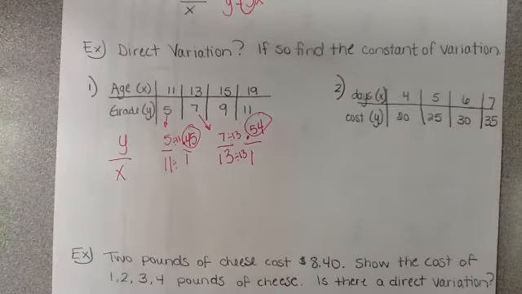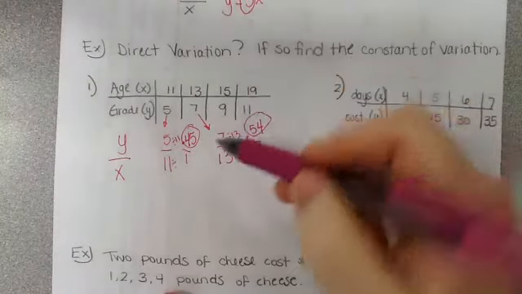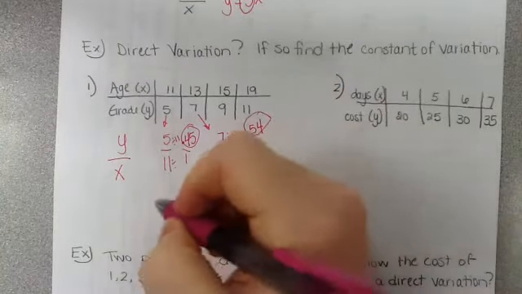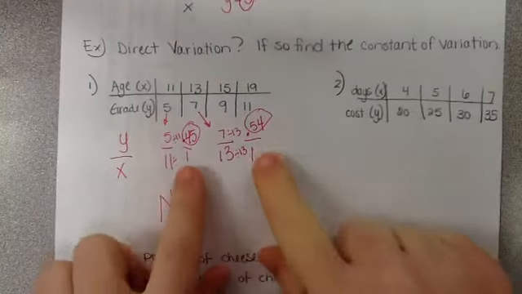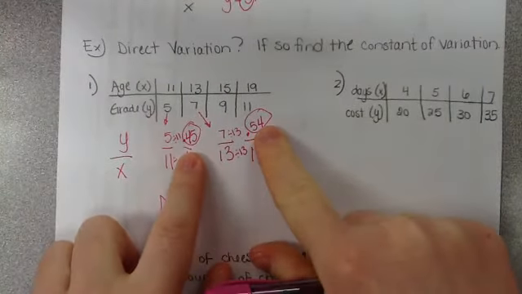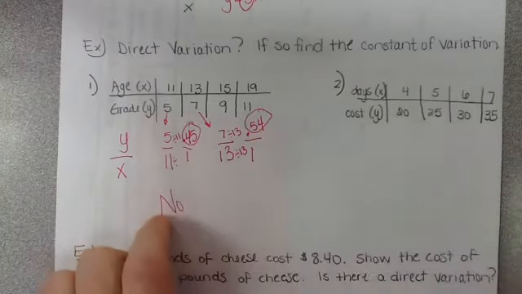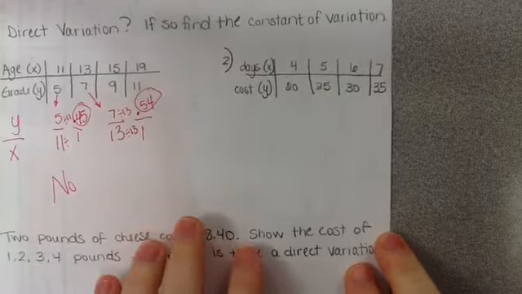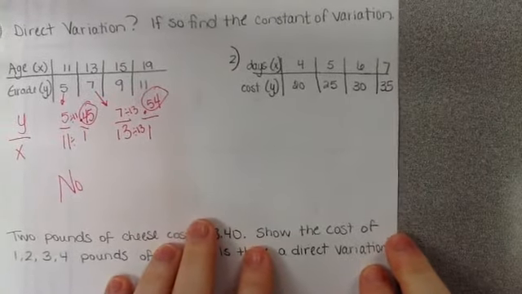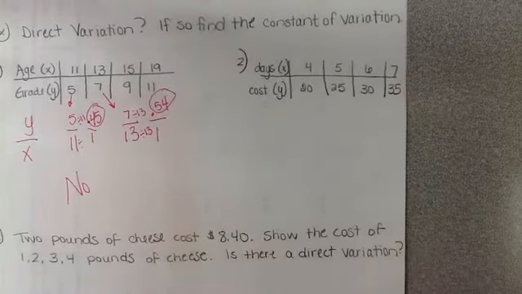No. So they do not have the same unit rate. We could go on, but all I need to do is show that two are not the same. So this is not a direct variation. These values are not the same. They do not have the same unit rate. Try this one on your own. Days and cost. Determine if it is a direct variation.